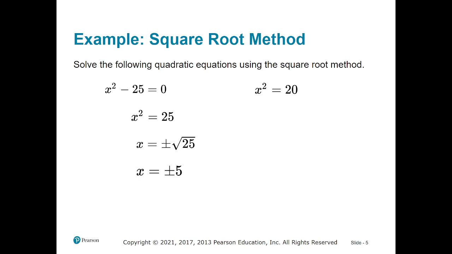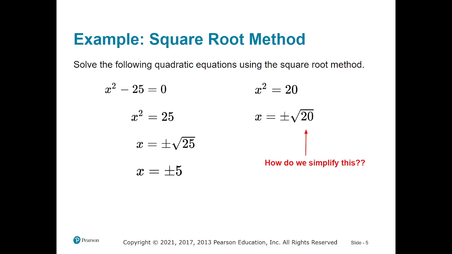So what we're going to have in this case is x will be plus or minus the square root of 4 times the square root of 5. We know the square root of 4 is a perfect square, so we'll get x is equal to plus or minus 2 times the square root of 5, right? We just evaluate that perfect square root.